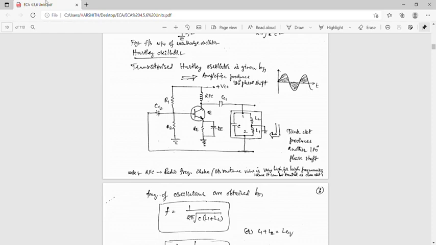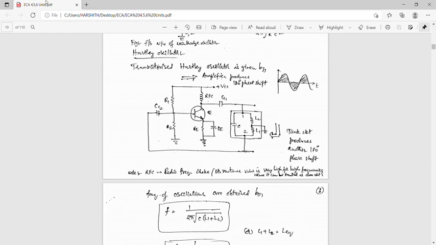Now the comparison of the RC phase shift and Wien-Bridge oscillators. The RC phase shift oscillator is used for the low frequency range, and the Wien-Bridge oscillator is also used for the low frequency range. Both are for the low frequency range.